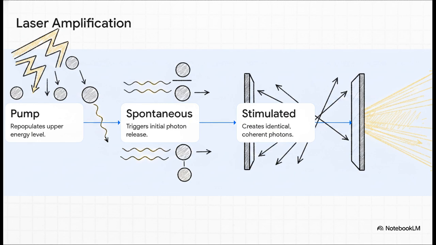First, an energy pump mechanism repopulates the upper energy level, forcing the atoms up. Second, one atom naturally drops down, releasing a single photon in a spontaneous emission. Third, and this is the real magic, that photon strikes another excited atom, triggering a stimulated emission. It forces that second atom to release a photon that is perfectly identical and coherent with the first one. Finally, we put mirrors on both ends. These identical photons bounce back and forth, creating an exponential chain reaction until a powerful, directed beam bursts through.